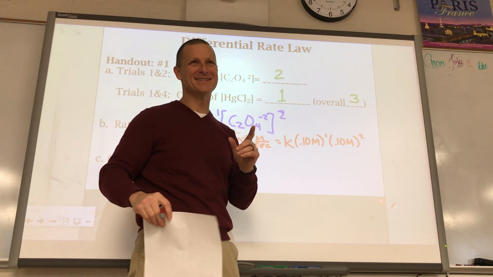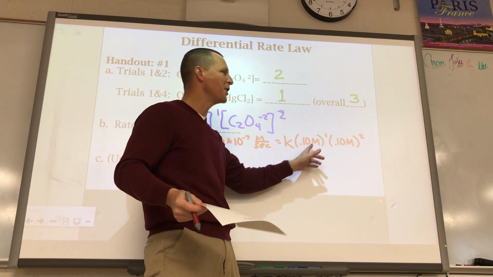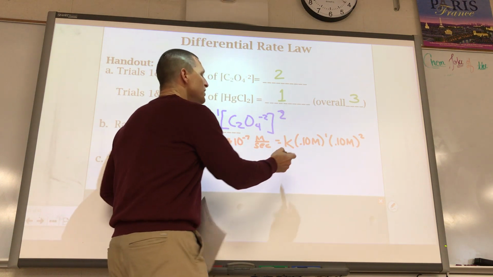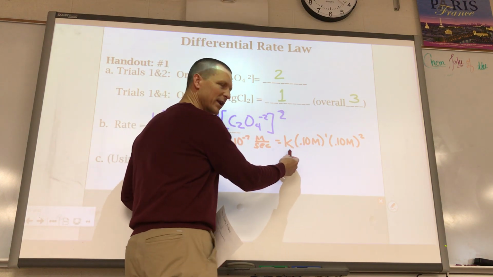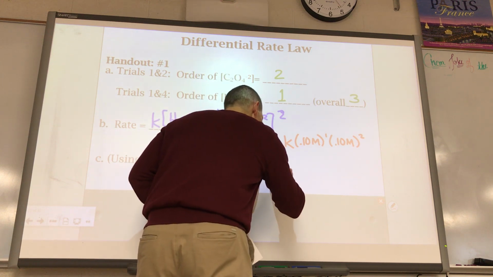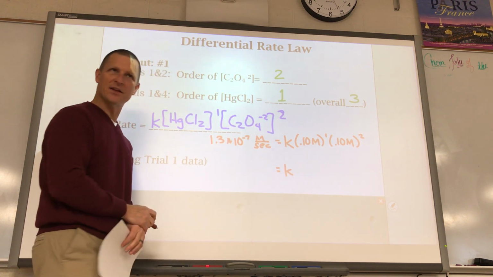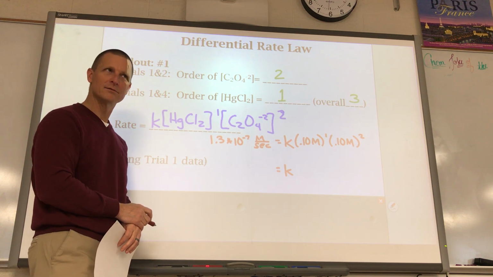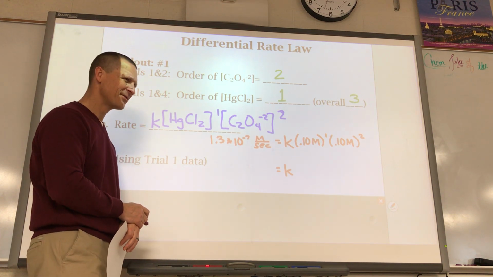Negative third, right. Because this is 10 to the negative first, raised to the third power, 10 to the negative third. You with me? So, divide out the 10 to the negative third, because we want to try to get K by itself. So K equals this divided by 10 to the negative third, which is, don't get this wrong, 1.3 times 10 to the negative 4.